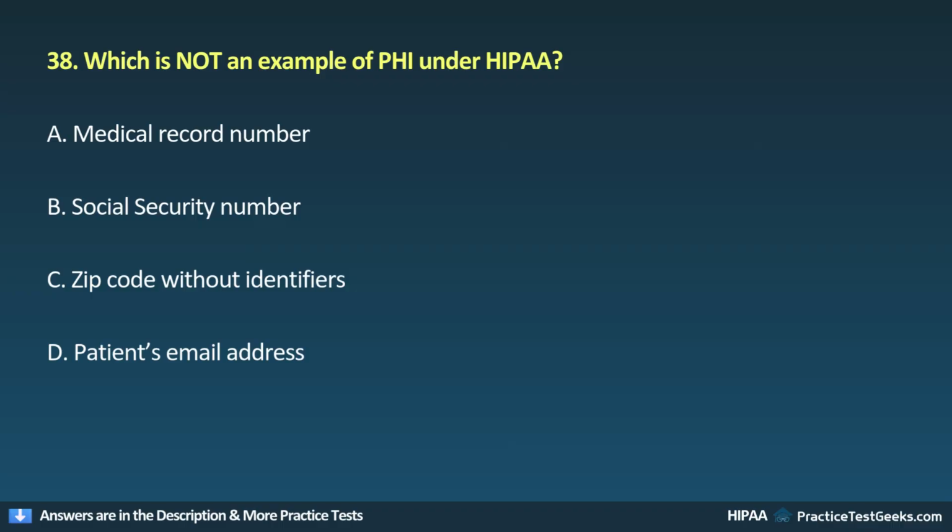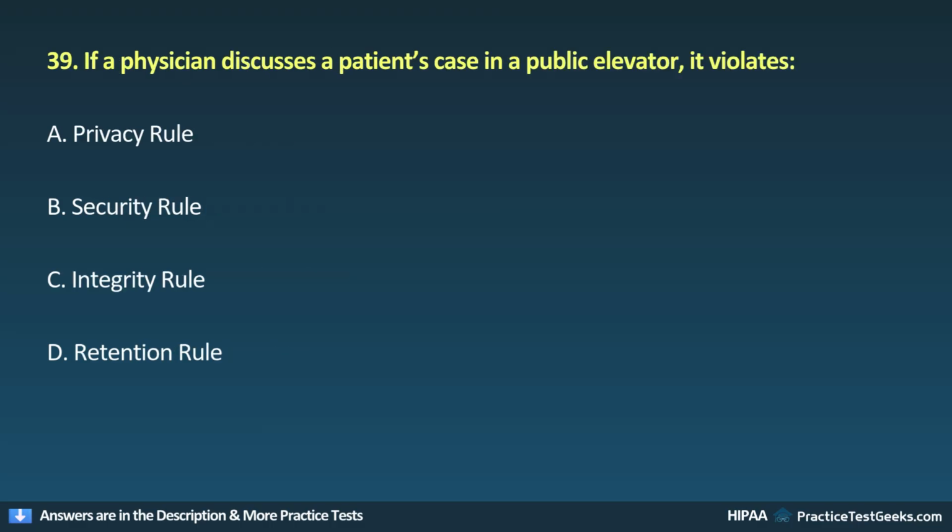38. Which is not an example of PHI under HIPAA? A. Medical record number. B. Social security number. C. Zip code without identifiers. D. Patient's email address. 39. If a physician discusses a patient's case in a public elevator, it violates which rule? A. Privacy rule. B. Security rule. C. Integrity rule. D. Retention rule.